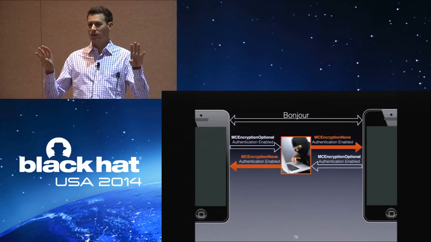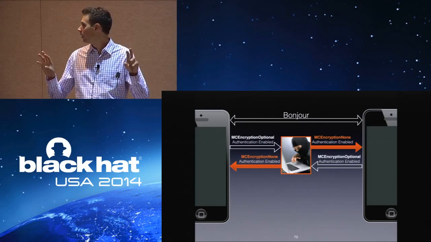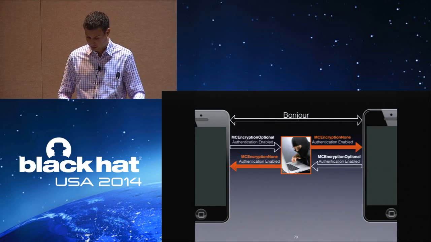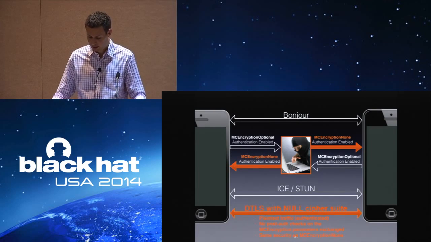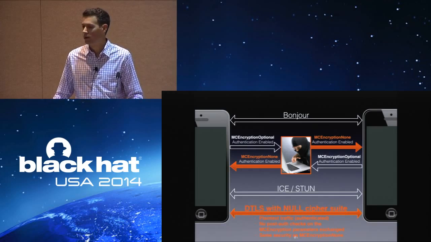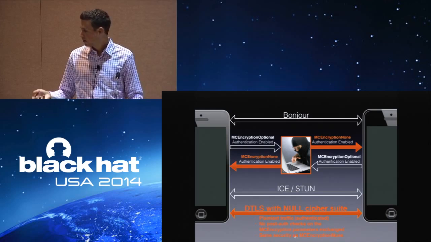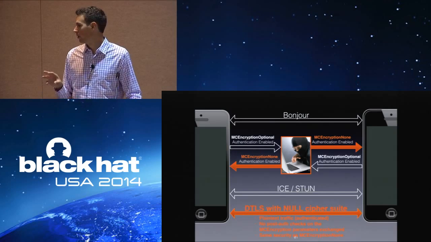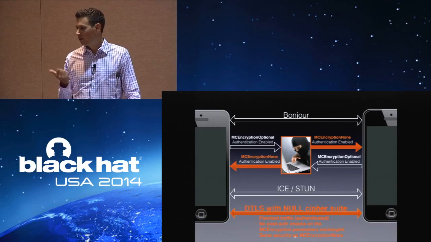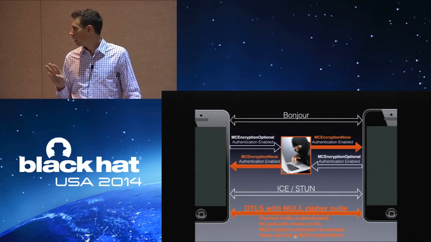And so now each peer thinks that the other guy doesn't support encryption. And so when you do that, then you get DTLS with no encryption. So basically, the traffic is still authenticated, but it's plain text, so you can see all the data. You didn't need to have a certificate to impersonate anyone. You didn't need anything. And now you can see all the traffic.